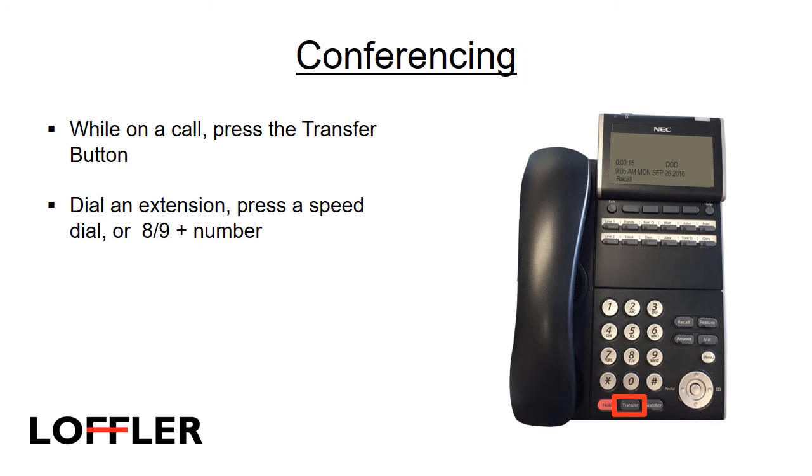To conference a party into a connected call, press the Transfer button. Dial an extension, press a speed dial, or dial the trunk access code 8 or 9, and then the number. Press the conference soft key when the party answers. You'll then be connected with all the other parties. If one party hangs up, the others remain connected.